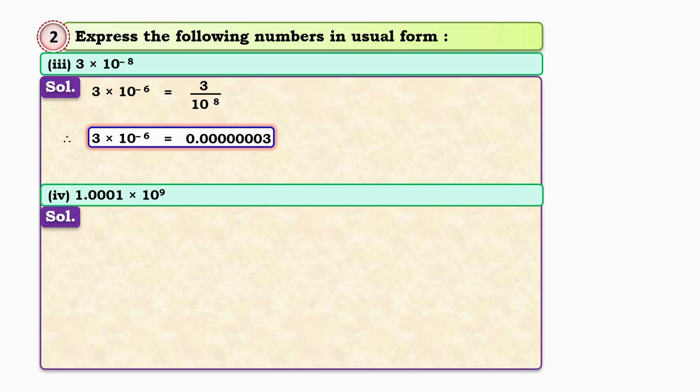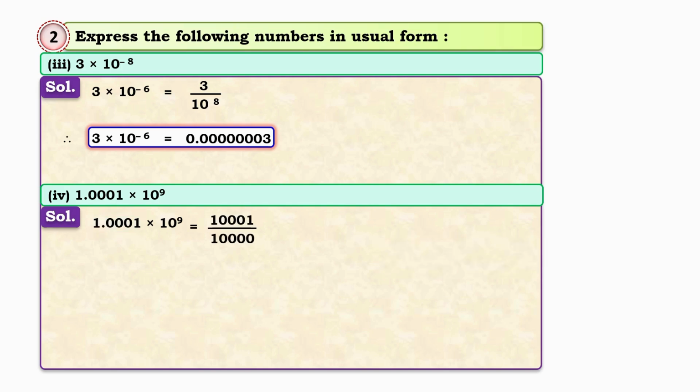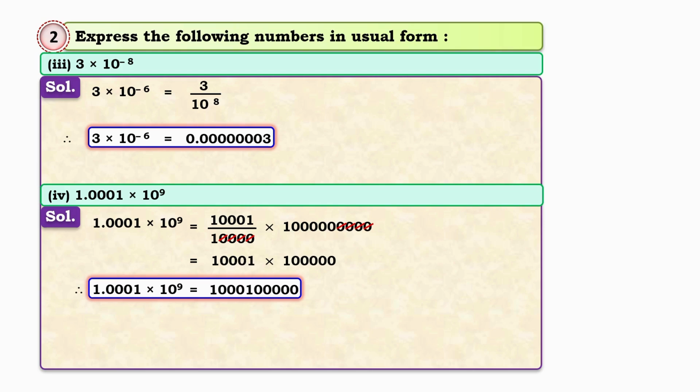Now let us take a look at another problem. 1.001, this can be written as 10,001 by 10,000. Now this is a 10 to the power 9. Now let us cut the zeros. So now multiply this. So we are going to get the final answer as this.